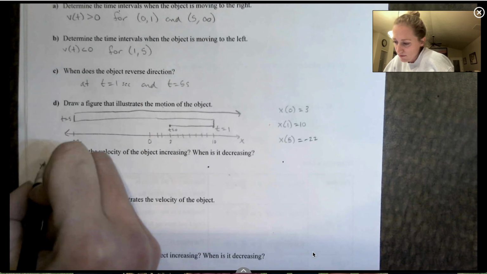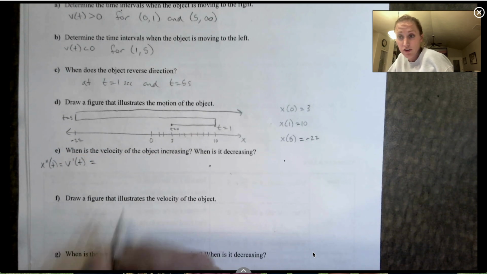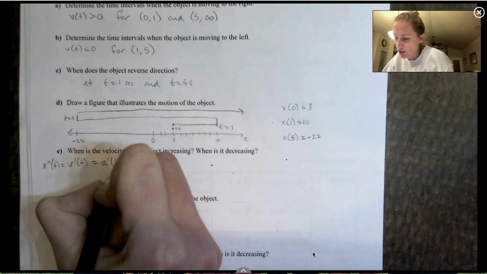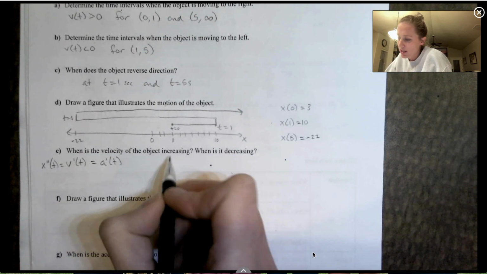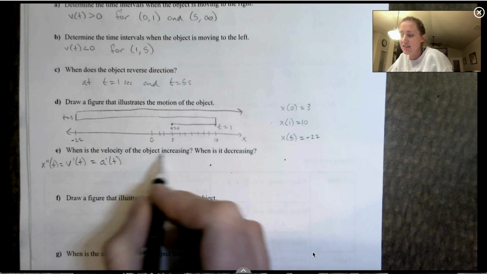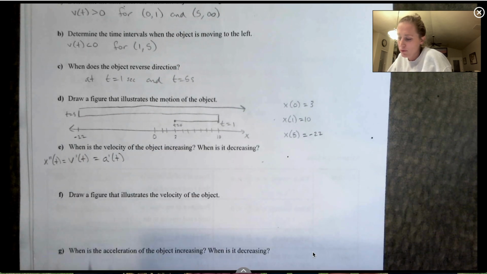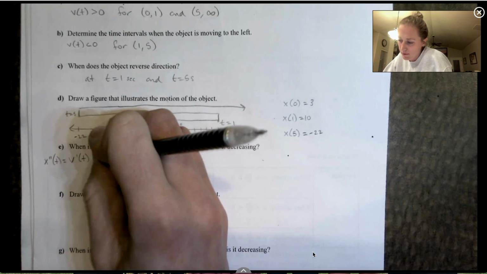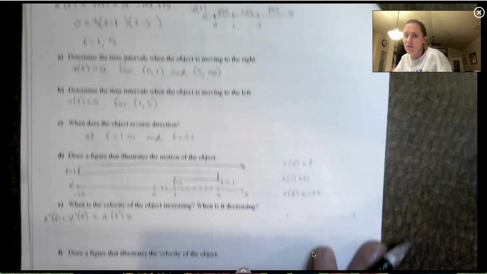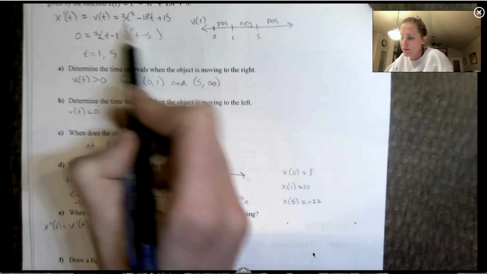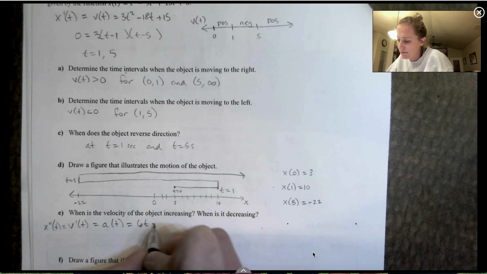So I'm going to write it like this. The second derivative of position, or the first derivative of velocity, is acceleration. So we are looking for when it is increasing, when it is decreasing. Increasing is going to be when a of t is greater than 0. Decreasing is when a of t is less than 0. Okay, so our acceleration is the derivative of velocity. So here's velocity. We're going to take the derivative of this, which is going to be 6t minus 8.